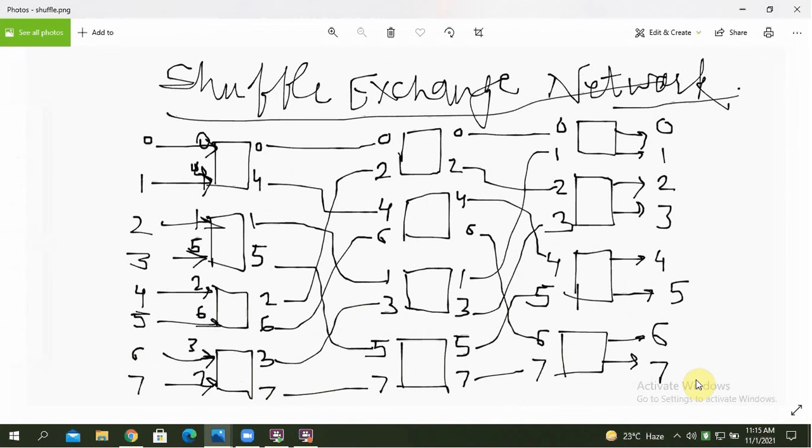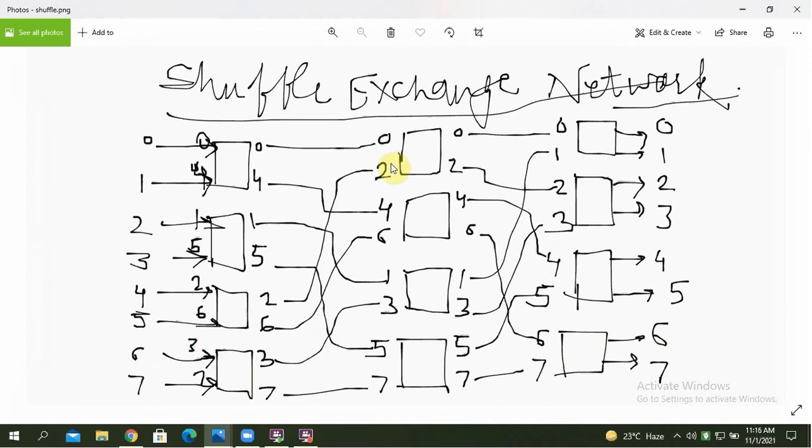Each stage has n by 2 switch boxes. For example, n equal to 8, n by 2, that is 8 by 2, 4. So here 4 switches under independent box control. Each box has 4 functions, that is straight, exchange, upper broadcast, lower broadcast. The switch boxes in the omega network can be repositioned without violating the perfect shuffle interconnection between stages.